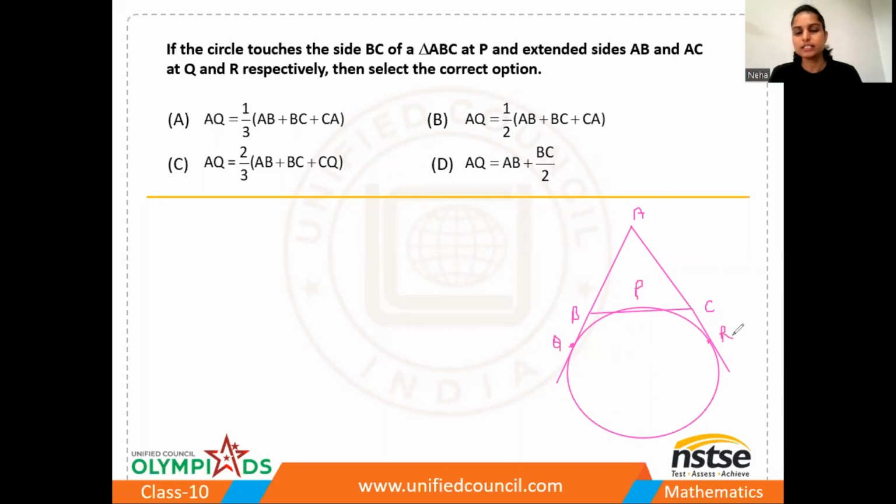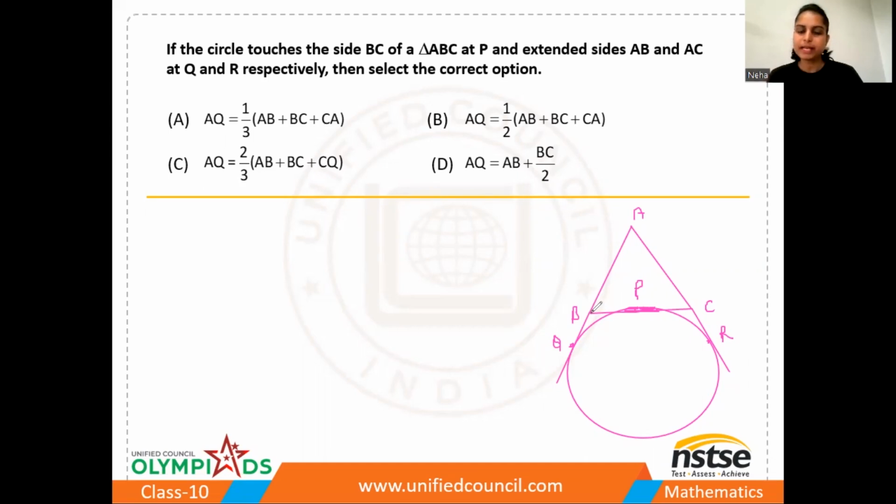That means the circle touches the side BC at point P. It is touching only, it is not intersecting. This is not a fair diagram, this is just a rough diagram. And it touches the line AB at Q and AC at R externally, when we extend the sides AB and AC. So Q and R respectively, and P. So basically we draw a diagram according to the given information in the question. Now my dear students, this is the diagram.